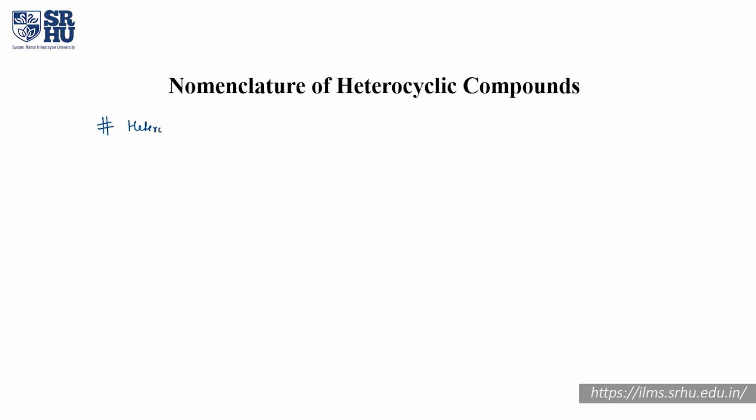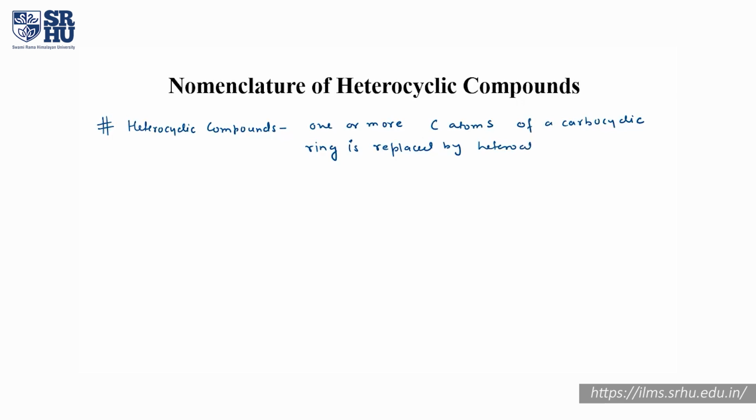So heterocyclic compounds are those in which one or more carbon atoms of a carbocyclic ring are replaced by heteroatoms like nitrogen, oxygen, sulfur, etc. So heterocyclic compounds are those in which one or more carbon atoms of a carbocyclic ring are replaced by a heteroatom. Okay, so what is a carbocyclic ring?